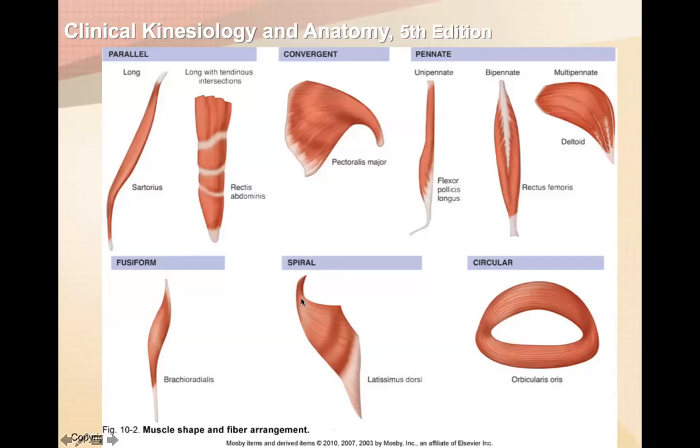You have spiral muscles. And the best example of a spiral muscle is your lats, because if you think about your lats, they originate from this thick layer of fascia and tendon around your spine, and they go up around the back of your trunk, and then they spiral up under your armpit and attach to the lesser tubercle of your humerus. So we call it a spiral muscle because it turns and twists and spirals up under your armpit. So that's the way I remember it.